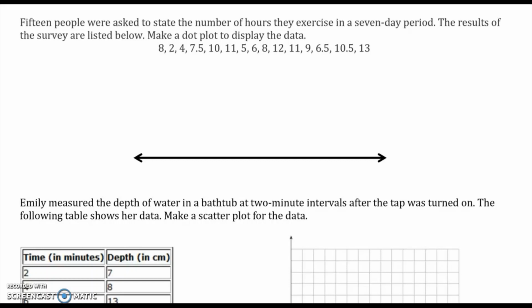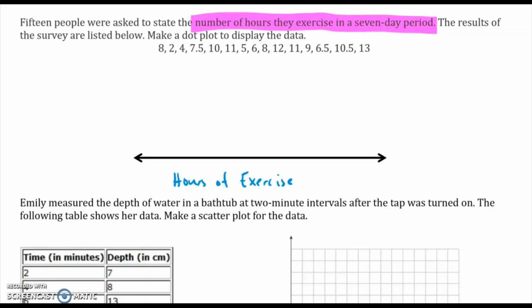So if you look at this, we are going to be looking at the number of hours people exercise in a 7-day period. So each of these values represent the number of hours of exercise. So we want to make sure we label our number line. Now we've given meaning to our visual because that's what we want our visuals to do. We want it to actually depict some information.